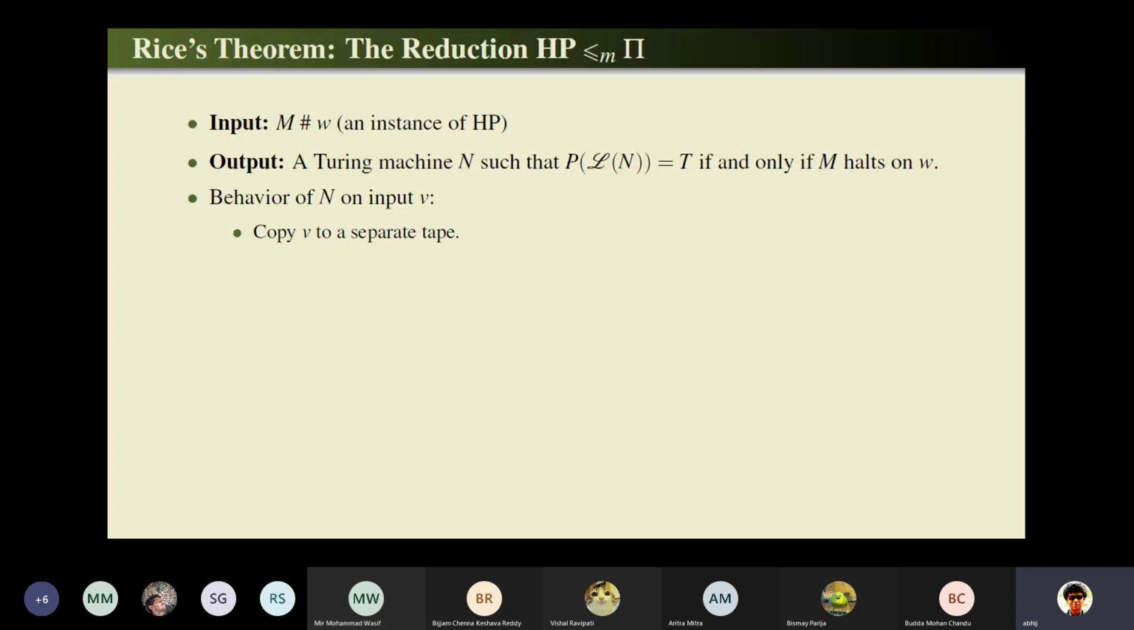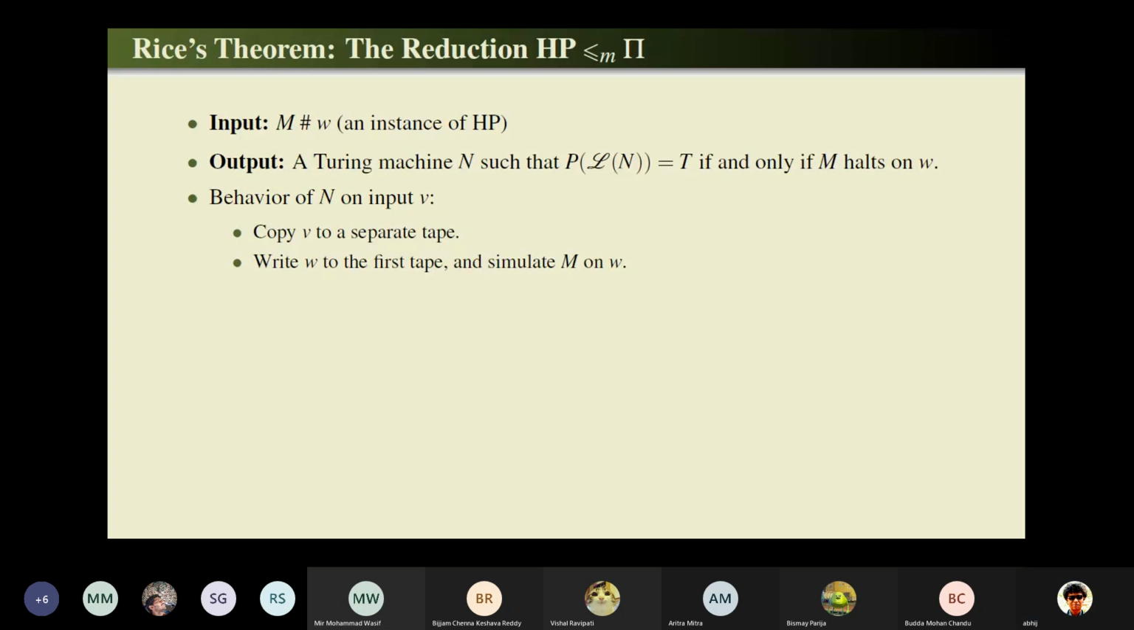Okay. And on the first step, you simulate M on W. W we copy from the finite control, simulate M on W. If the simulation does not halt, this machine N is stuck in this second phase. It is never going beyond the third phase or something like that, whatever follows. And therefore, it will never have an option to accept V.